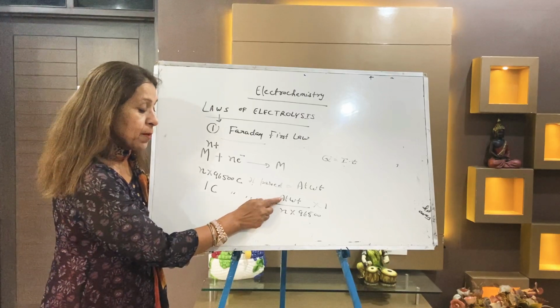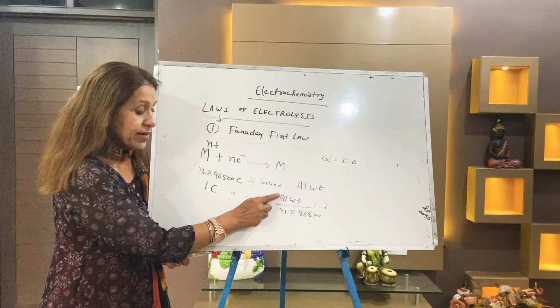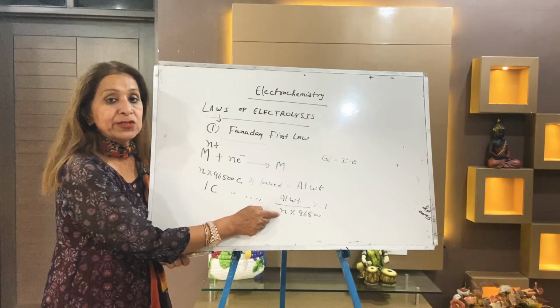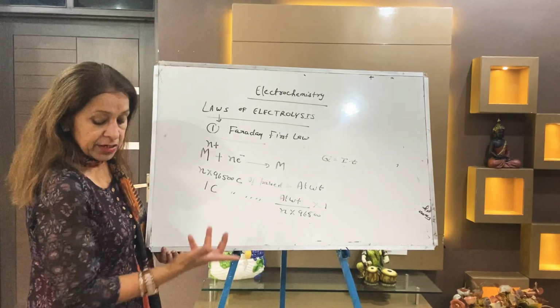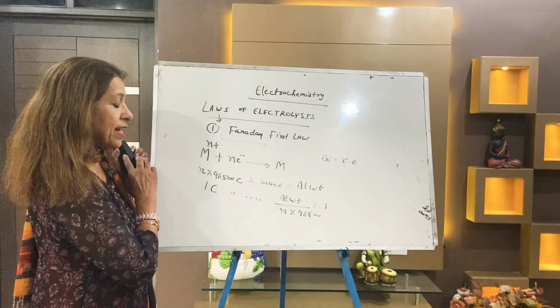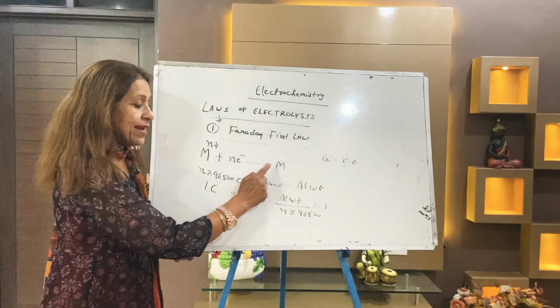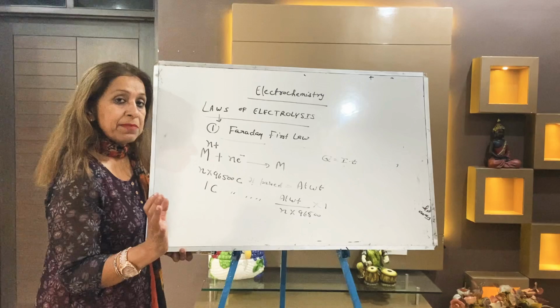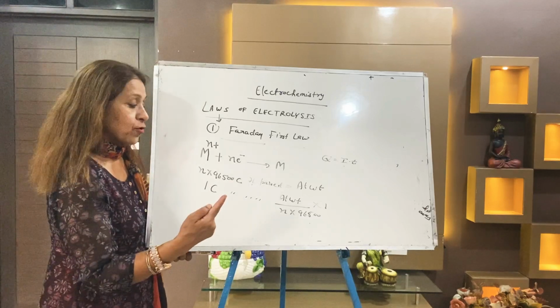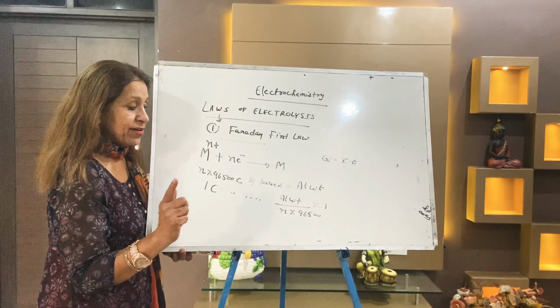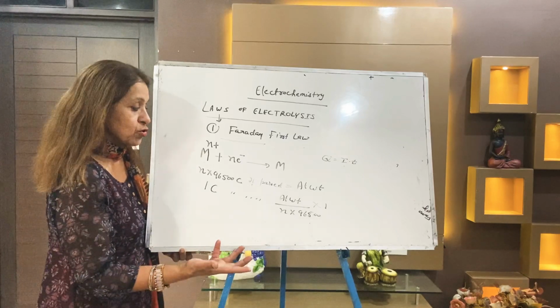Atomic weight divided by valency, that is by n, is the equivalent weight. So you may put here, it is the equivalent weight. Again listen, M to M^n+ plus n electrons. Always remember, when 1 mole of electrons moves, it carries 1 Faraday of electricity, or 96500 coulombs.